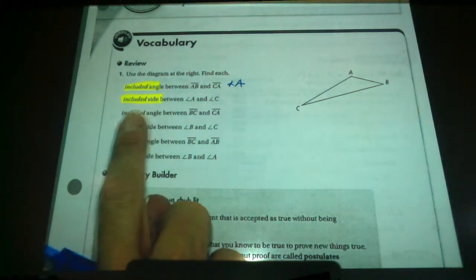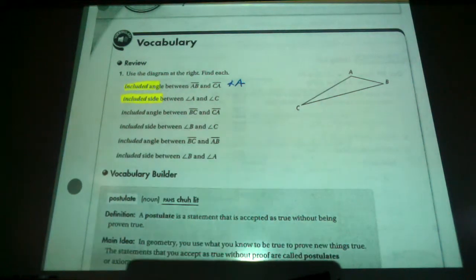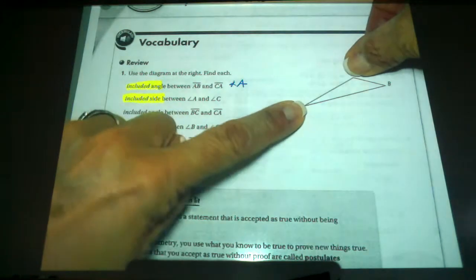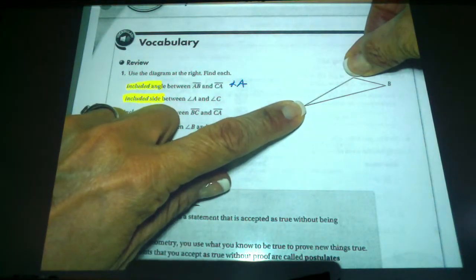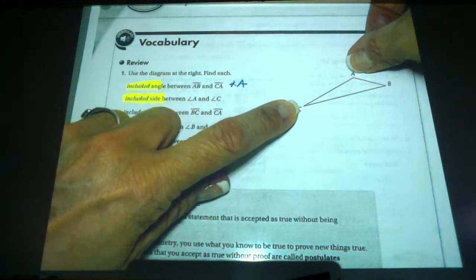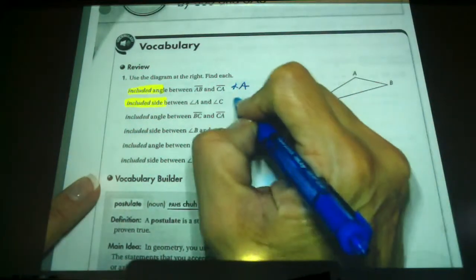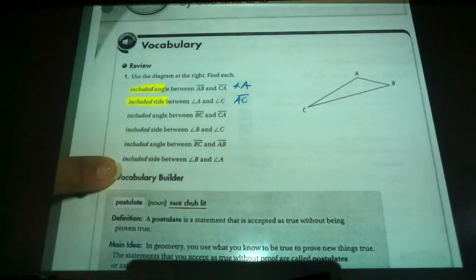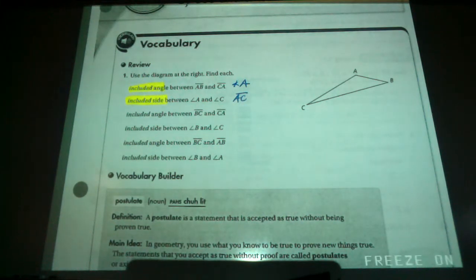Then we have an included side that would be between two angles. So if you put your fingers between angle A and angle C, aren't they naming the side that's between them? What side is that? CA or AC? So then you name these, and then we'll see how much of that you actually understand.